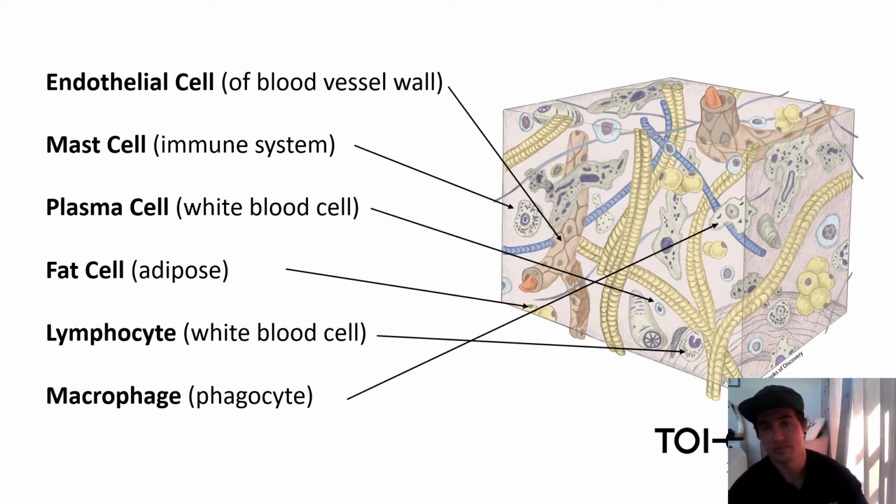Just some other examples of cells within connective tissue. Endothelial cells, within blood vessel walls. Mast cells, if you remember from our immune system topic last semester, produce histamine and trigger the inflammatory response. Plasma cells, lymphocytes and macrophages are all types of white blood cells, and then our fat cells, which are adipose tissue. All of those are examples of cells within connective tissue.